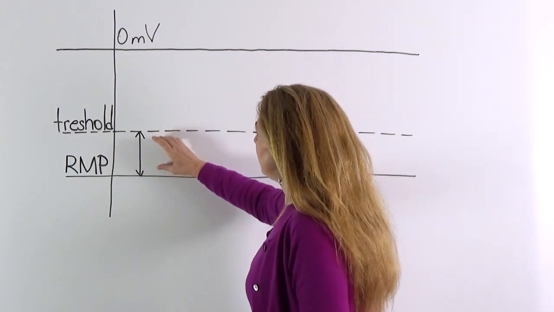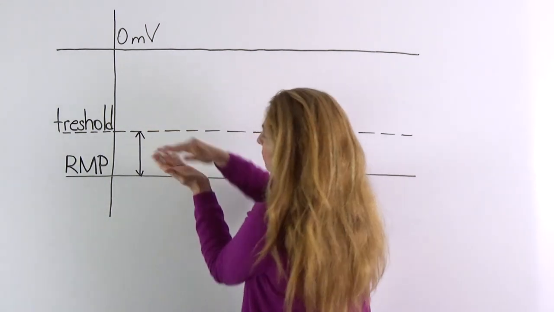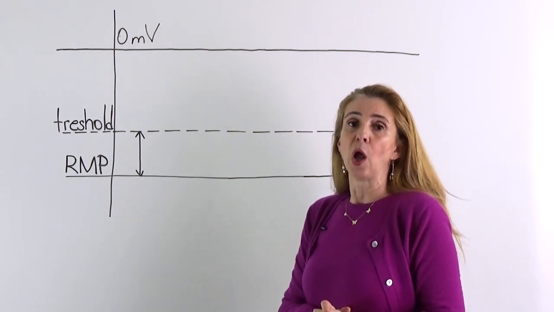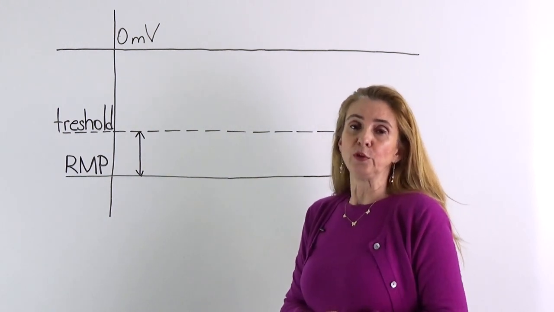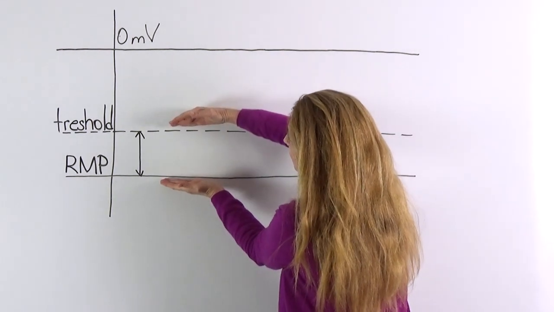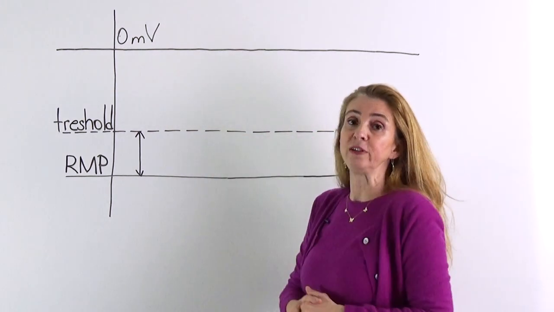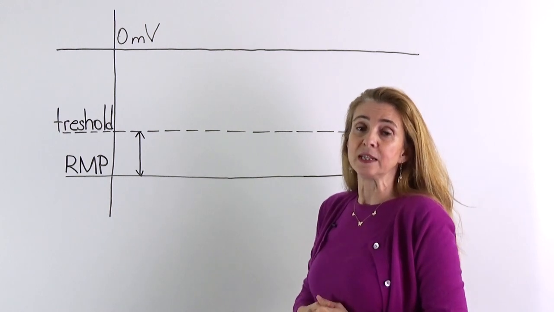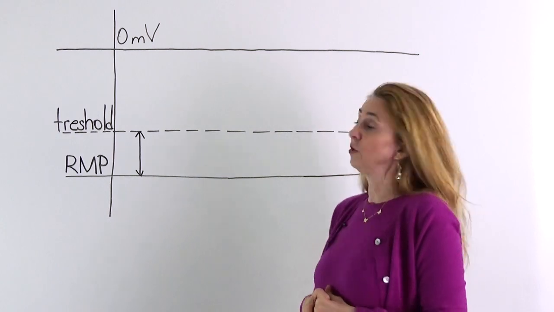So, if the distance between threshold and resting membrane potential becomes smaller, the cell is said to be more excitable, which means it is easier to produce an action potential in this cell. But if these two levels move away from each other, the distance between them increases, the cell becomes less excitable, which means it is more difficult to produce an action potential in the cell or to excite it.